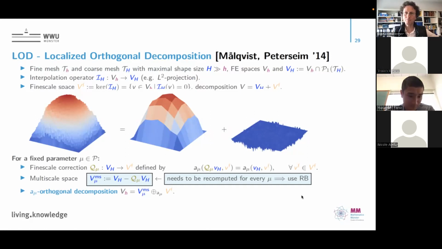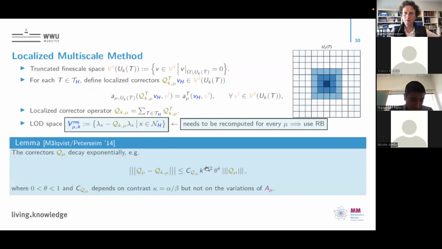Okay, so Thomas. Thank you, Francesco. Hi, Mario. Thank you very much for this very nice talk. Really interesting. My question is also related to Trajan's one. It's about the decay of this localized orthogonal decomposition. You mentioned that it decays at an exponential rate, and that the velocity depends on the number of layers of overlapping, no? Yes. So if you increase these overlapping layers, then you get exponential decay of the error.